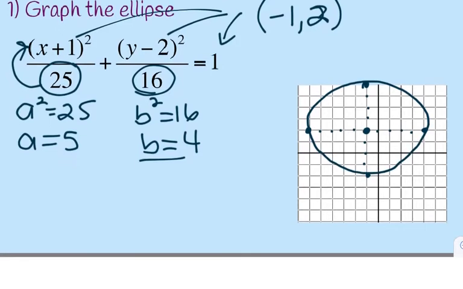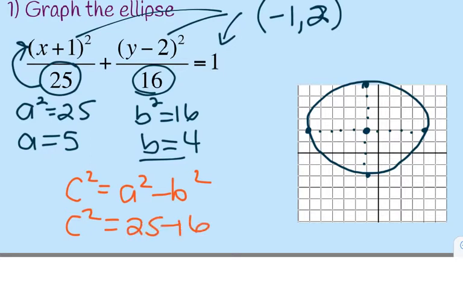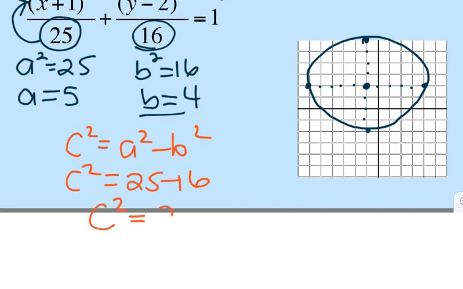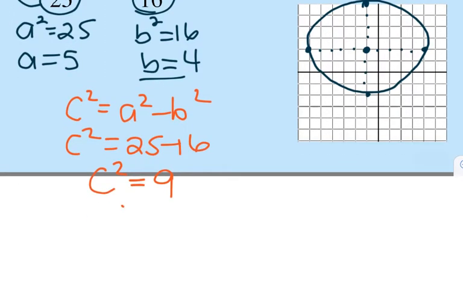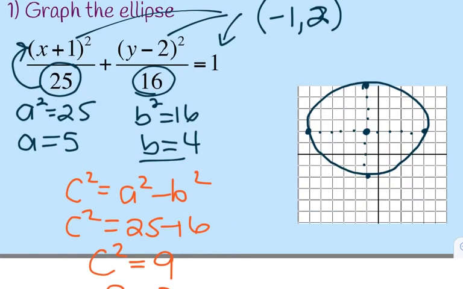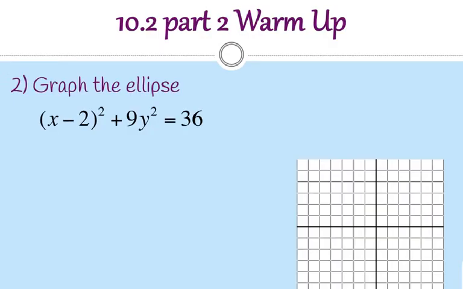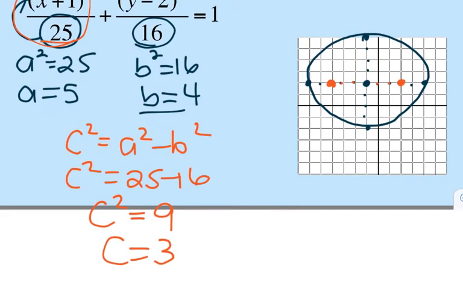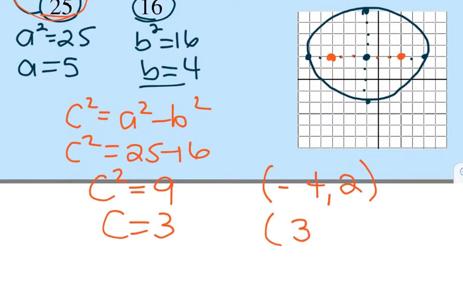And then I need to find my foci. So c squared is equal to a squared minus b squared. C squared would equal 25 minus 16. C squared equals 9. So c is 3. So from my center along the major axis, which is the x-axis, I'm going to go to the right 3, 1, 2, 3, and put my point, and left 1, 2, 3, and put my point. And those would be the foci, which are going to be at -4, 2, and +2.